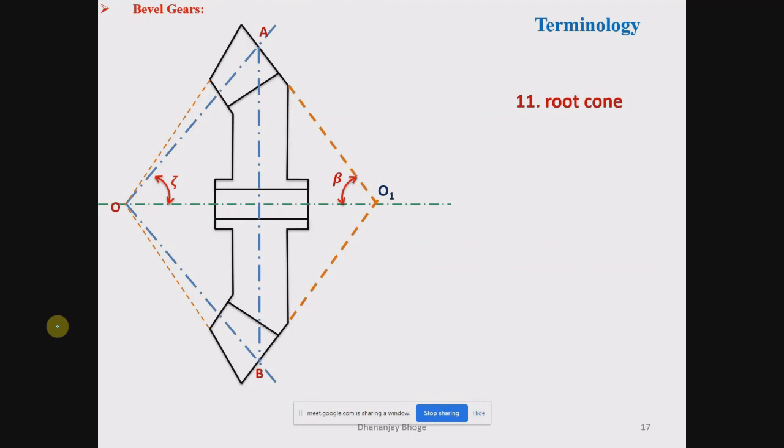Next is root cone. आता outer portion of teeth ला आपण काय म्हटलं, face. मग inner portion जो असेल, that is called as root. If you extend the generators from this inner side of the teeth, they will meet each other at the cone apex O, and the corresponding triangle formed is called as root cone. So I will generate the root cone now. So this is the root cone. Vertical line काढू नका, फक्त inclined line काढा.